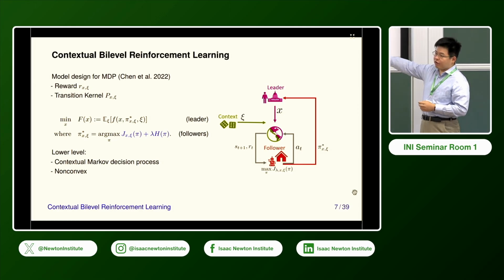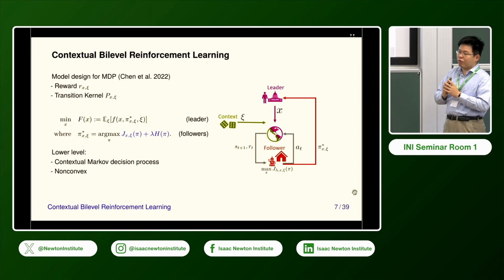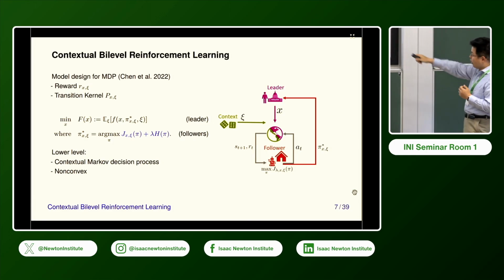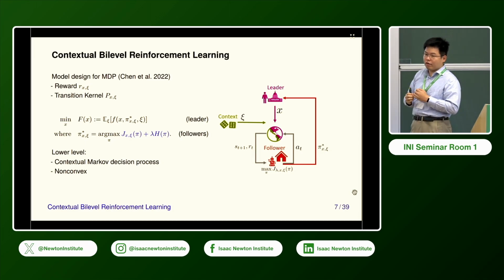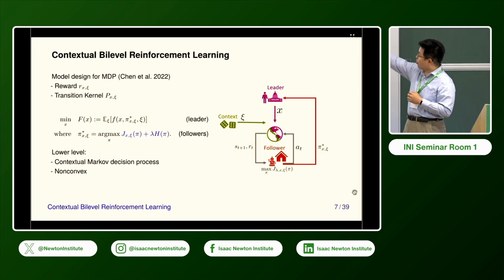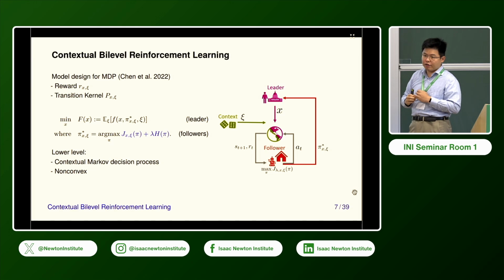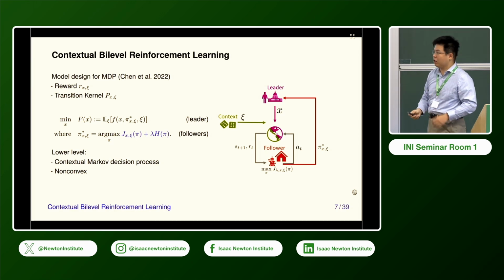You still don't have convexity. Even by adding this entropy regularization, you get uniqueness, but you still don't have convexity. That's why I'm saying non-convex here, because the lower level is still going to be non-convex. And that's another layer of challenges, because now you need to solve a non-convex optimization problem to global optimality.